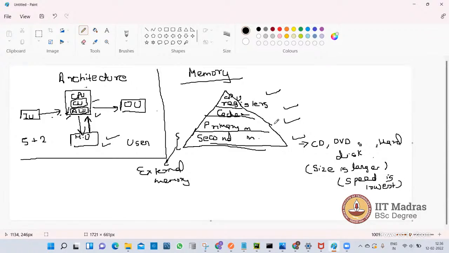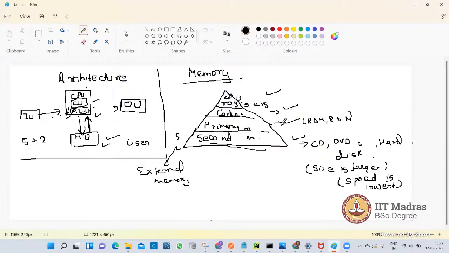And if we talk about the primary memory, it is also called the main memory, and RAM and ROM are all in the primary memory. The size is less than the secondary memory, but the speed is more than the secondary memory.